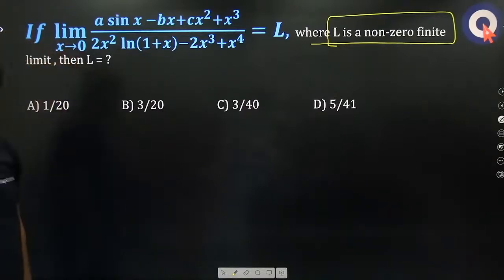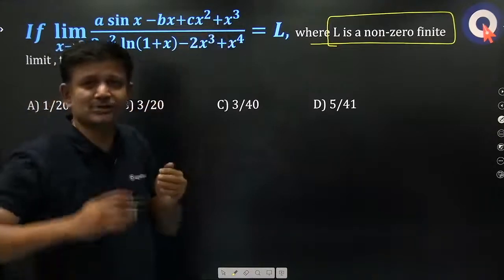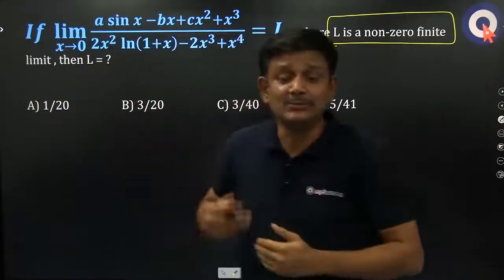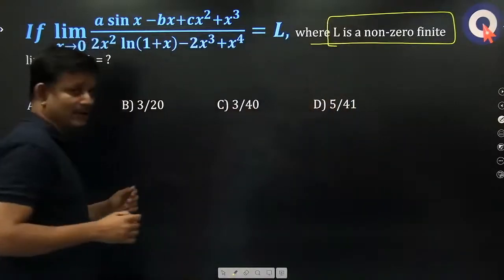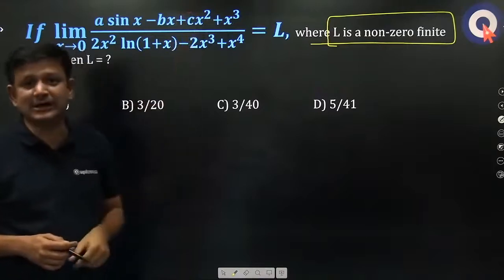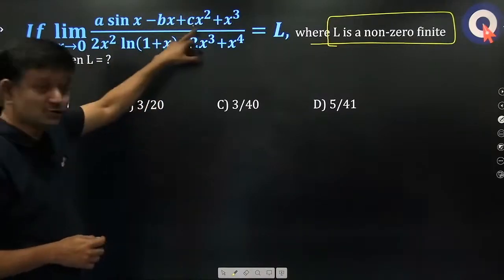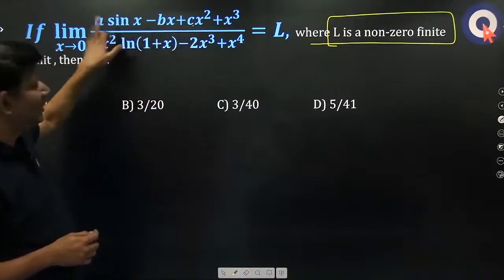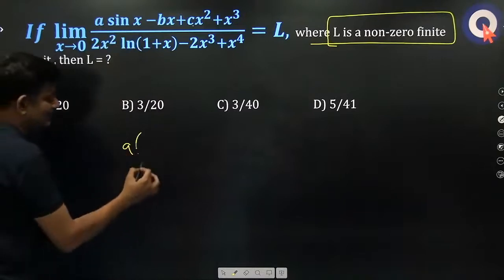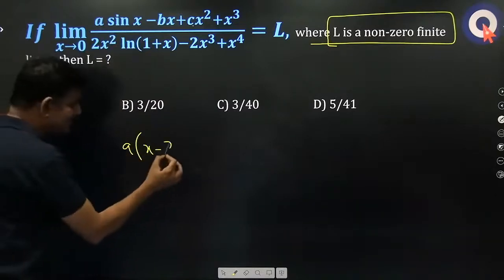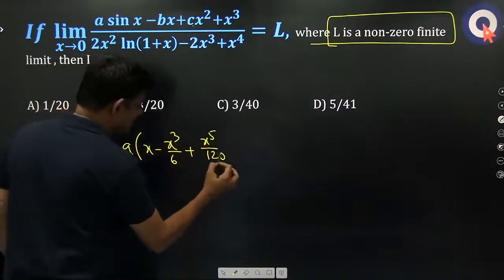As x tends to 0, if the x square term is there, there is no need of x cube, because x cube will be many times smaller than x square. So, if x cube has to make some sense, then x square should not be there. If x square has to make some sense, x should not be there. So, what is the expansion of sin x? x minus x cube by 6 plus x power 5 by 120. Let me end it here.